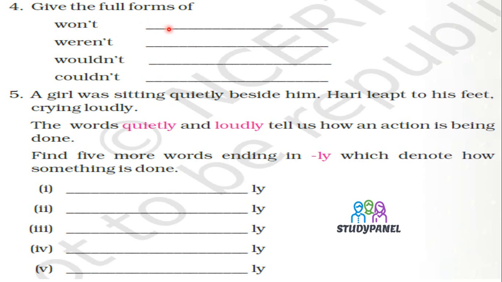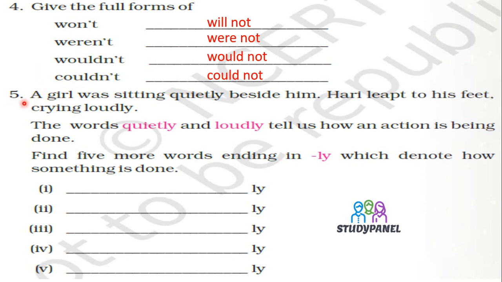Won't will be the short form of will not. Weren't will be were not. Wouldn't is of would not. Couldn't is of could not. See, these are very easy because, being English medium students, this is not tough for you. Okay, there are many more.